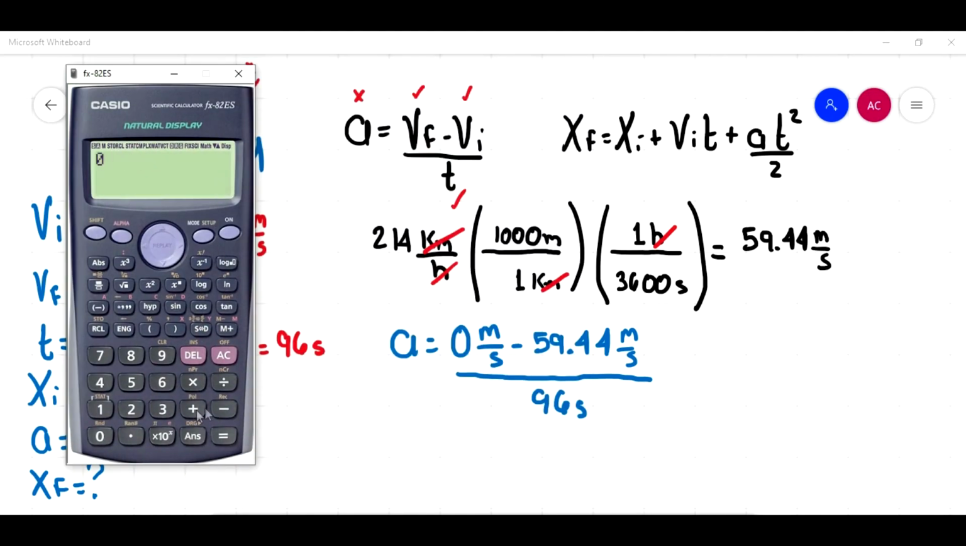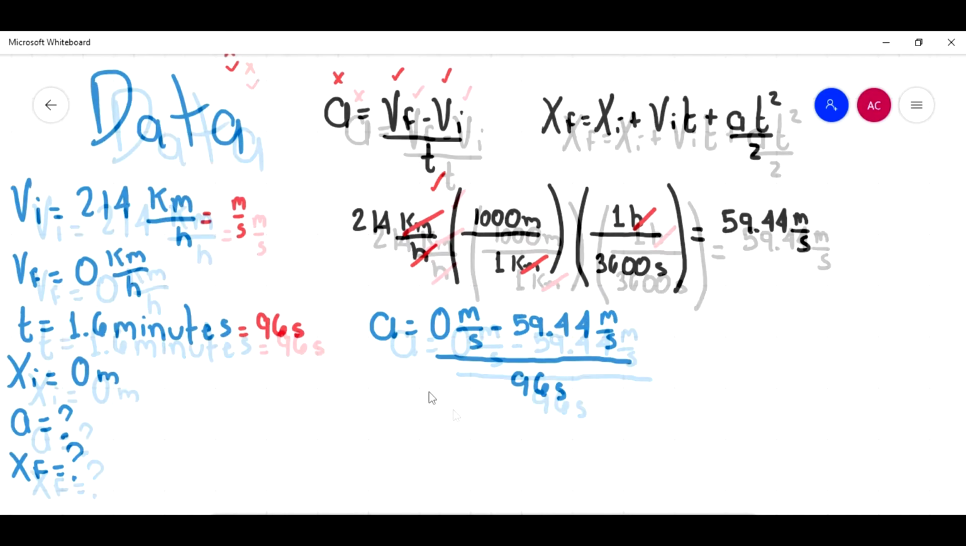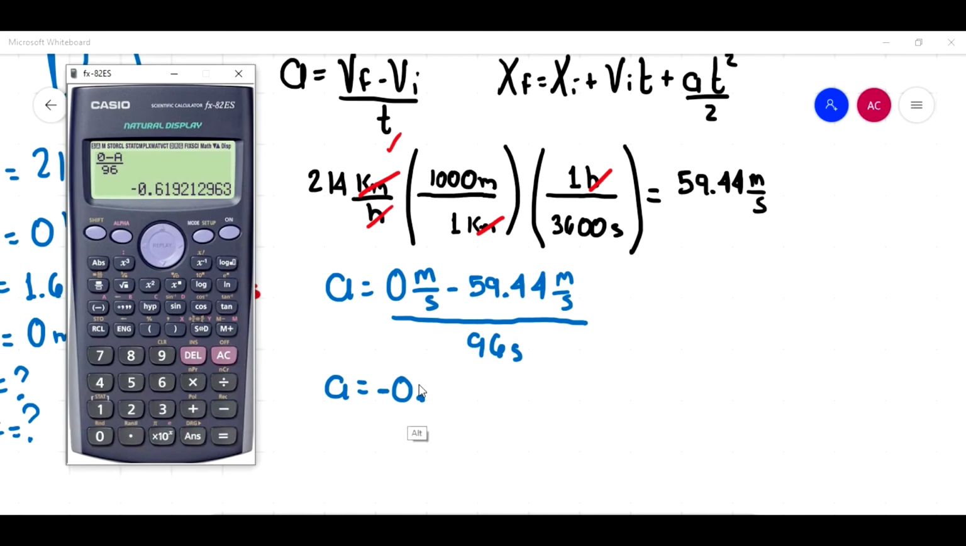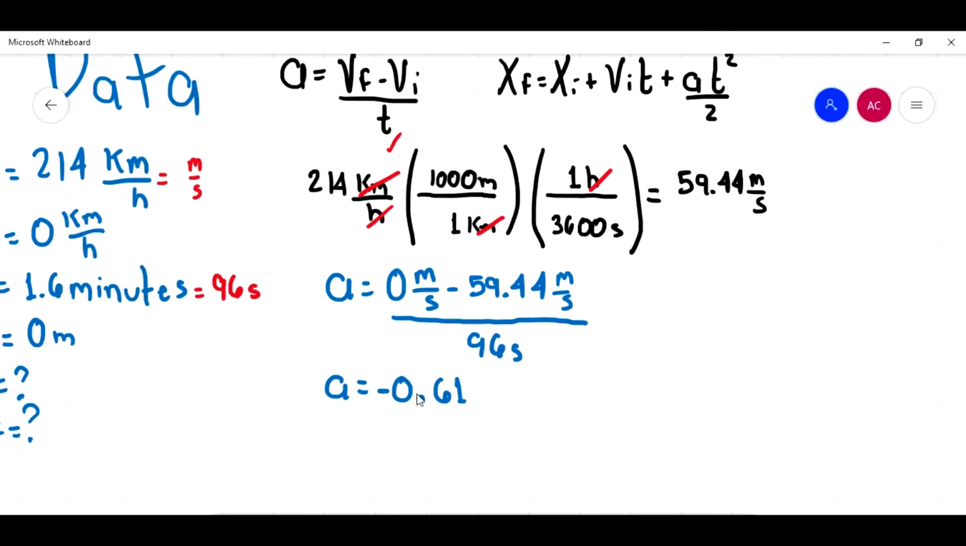So it will be 0 minus the value that I got saved in the memory A. Let's do it with the fraction: 0 minus the value in A over 96 equals, and that is the value of the acceleration. Okay, I'm gonna write here acceleration equals minus 0.6192. What about the units?